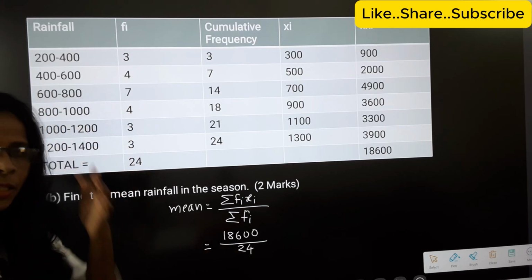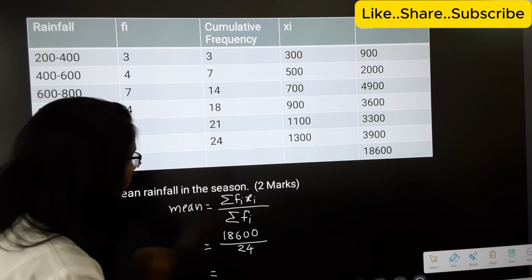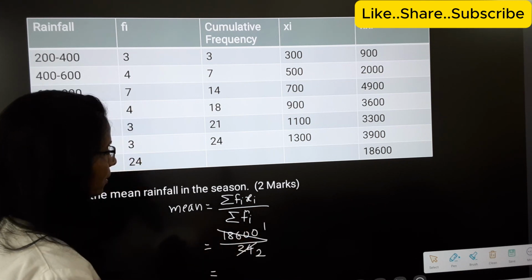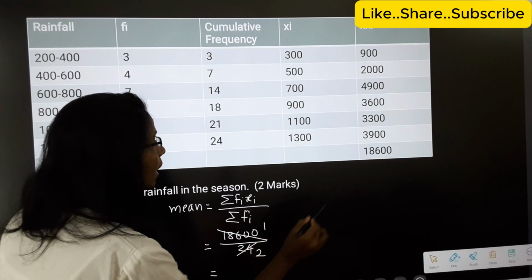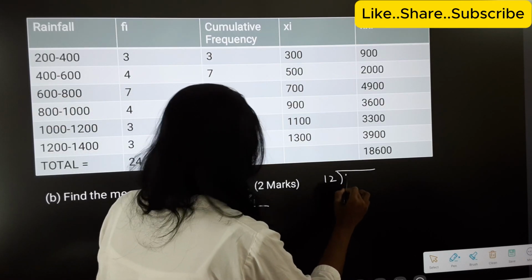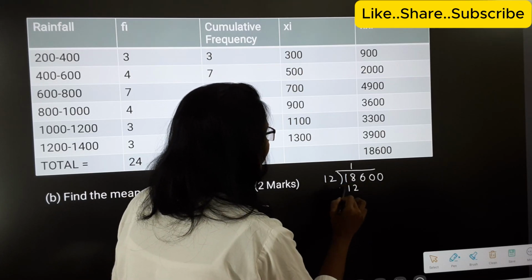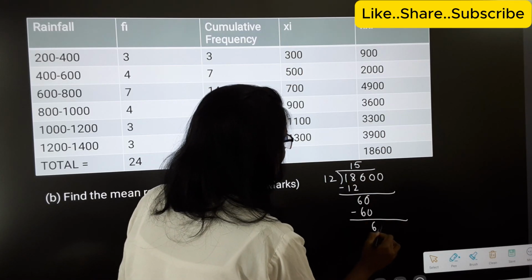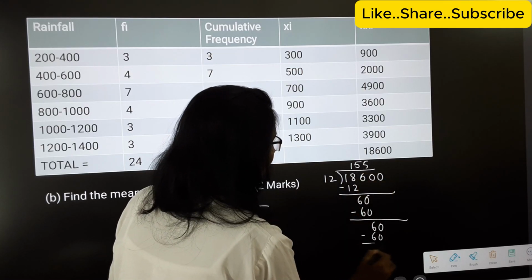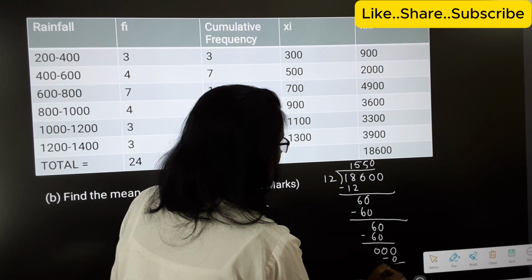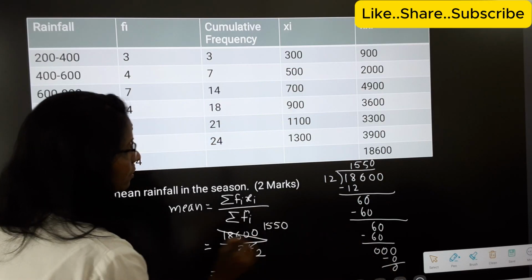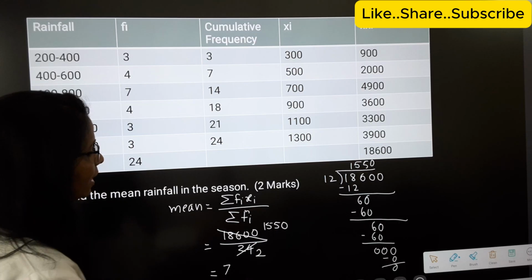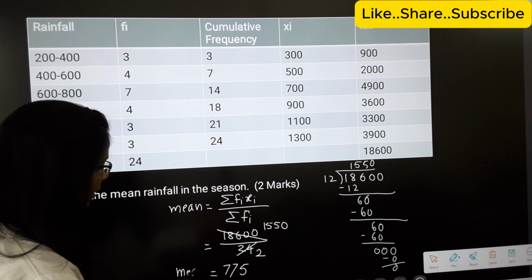Now simplify this. After simplification, we divide 18600 by 24, which gives 775. So the mean is equal to 775.